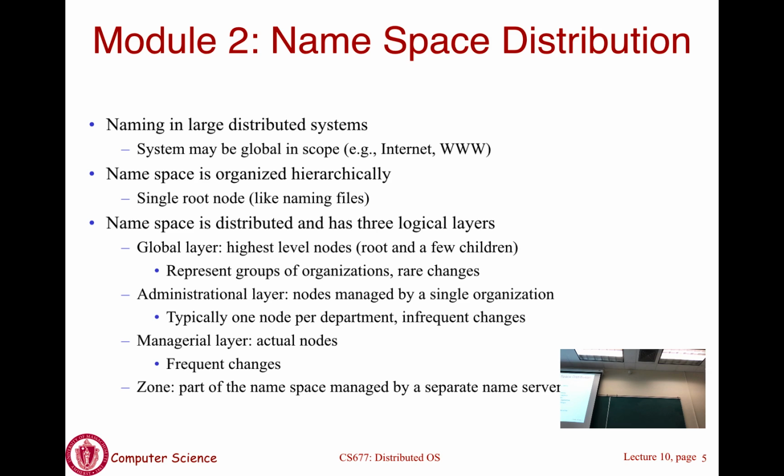So, any name that you see, such as www.cnn.com, is recursive in nature, where the top domain is .com. Within .com you have an organizational domain, which is CNN. Within that organizational domain you might have additional subdomains and so on.